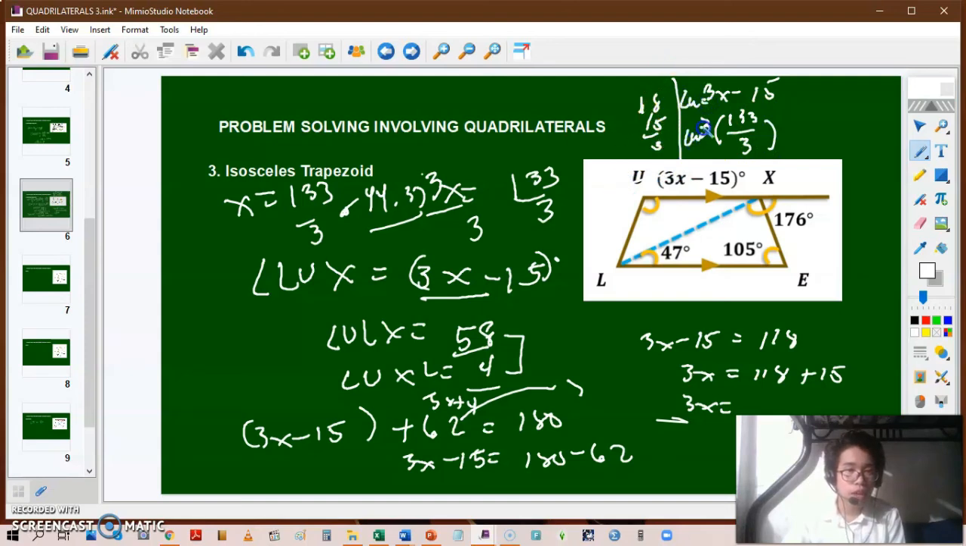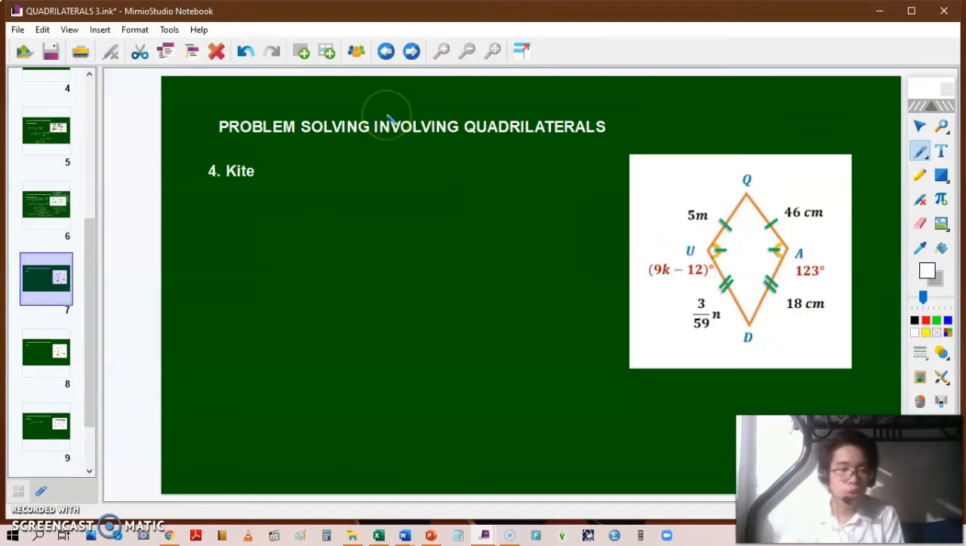The measurement of angle u is equal to 3 times 133 over 3 minus 15. And then the 3 here cancels out, so the measurement of angle u is going to be 133 minus 15. What's 133 minus 15? That's going to be 118 degrees. And therefore, we have found the measurement of angle u. Okay, so that's simple. Let's move forward with a kite.